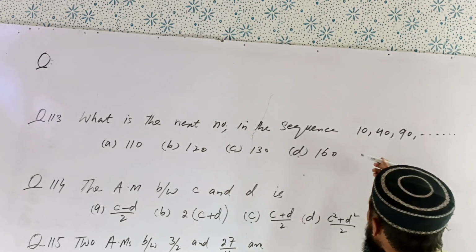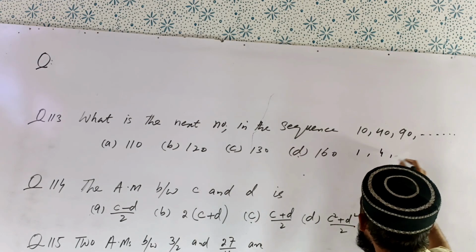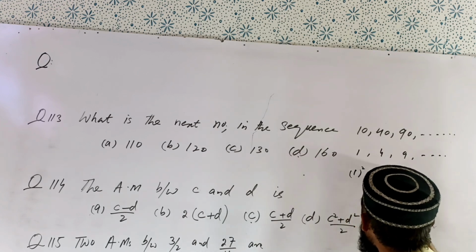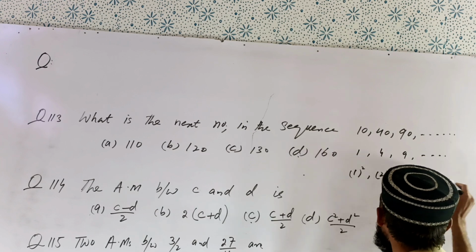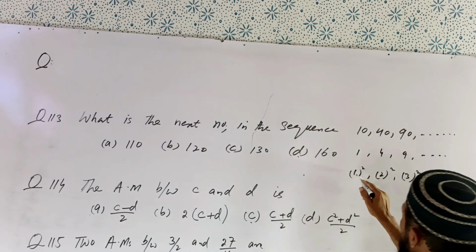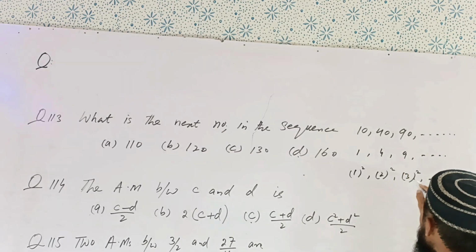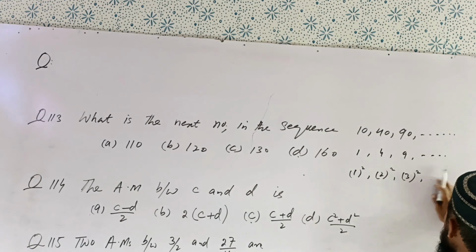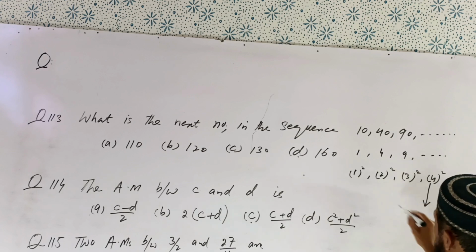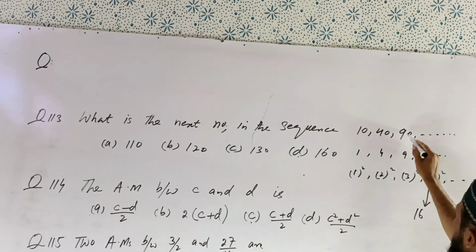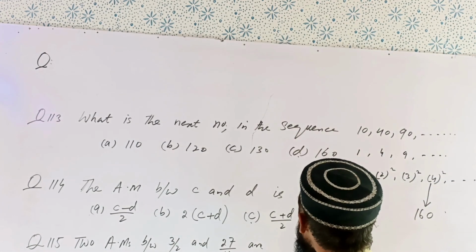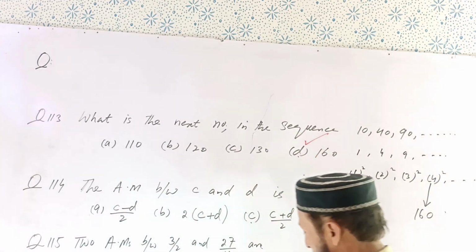If we take here 1, ignoring 0, and so on, we can write 1 square, 2 square, 3 square, and so on. In 1 square we get 1, 2 square is 4, and similarly 3 square, and up to the next term we are required. So the next number is 4 square, which is 16. If we put a 0 on the right side, we get 160. So answer D is the correct option in this situation.